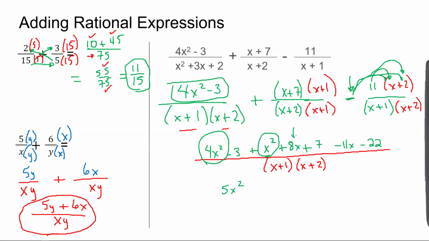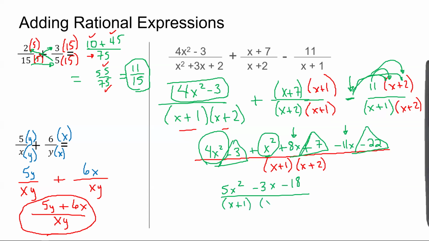And I'm looking at these 8x and these negative 11x. So that's going to be negative 3x. And then lastly, I've got a negative 3 and a plus 7 and a negative 22. What is that going to be? That would be a plus 4 minus 22 would be a negative 18 if I did that right. And on the bottom, we're just going to leave that like it is for the moment.